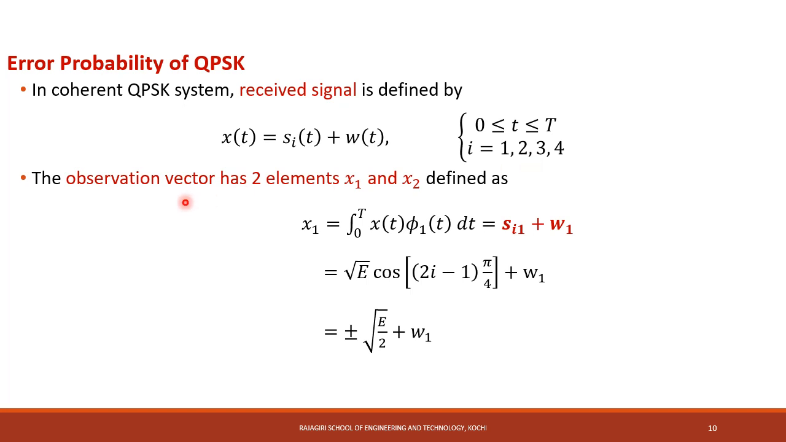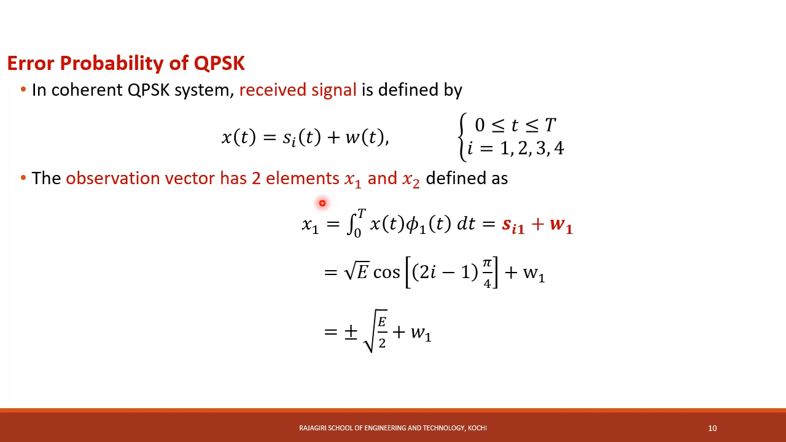Now, when the received signal is given to a detector, which is a bank of N product integrators, the output of the detector would be the observation vector. This observation vector represents the projections of the received signal on each basis function. In the case of a QPSK system, the observation vector has two elements because your QPSK signal has two basis functions. Your observation vector will always have N elements. Here, N is equal to 2.